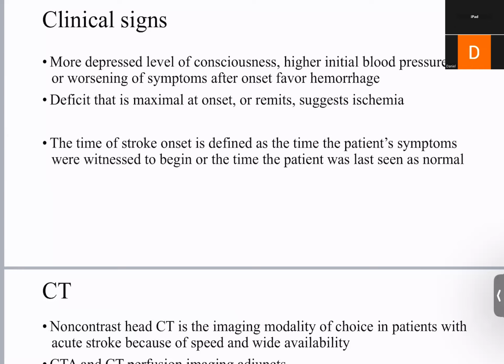Another important concept is time of stroke onset, which they define as the time the patient's symptoms were witnessed to begin or the time when the patient was last seen normal. If the patient goes to sleep and gets up with a stroke, then the last seen normal will be the time at which he went to sleep.